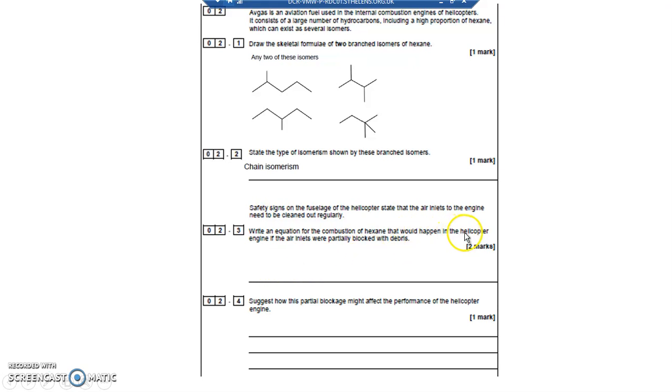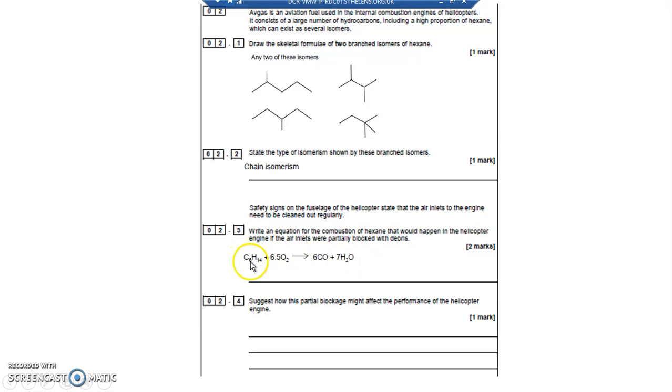That would happen in the helicopter if the inlets were partially blocked. In other words, there's not enough oxygen. There's incomplete combustion. Complete combustion makes carbon dioxide and water. Incomplete combustion makes carbon monoxide and water. It can also make carbon and water as well, a black solid carbon. So I think you need C6H14, then you need some oxygen to make carbon monoxide, partially blocked, incomplete combustion, carbon monoxide and water, and then you can balance it.